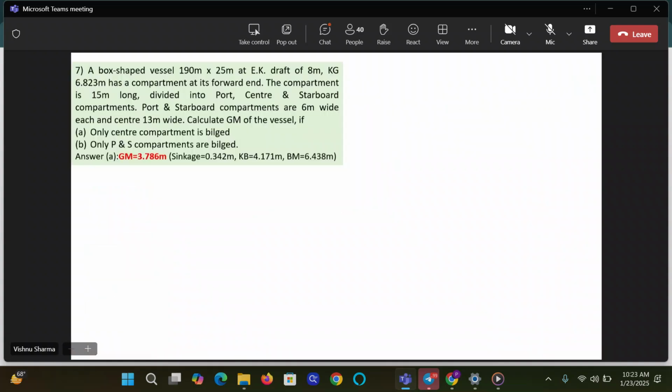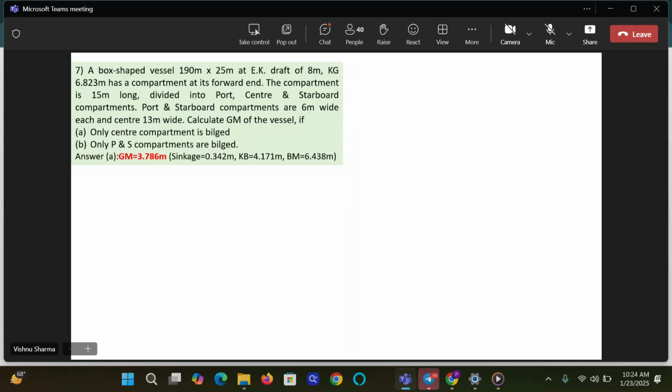Okay, guys. It has two parts. First is part A. A box-shaped vessel, 190 meters by 25 meters, is at an even keel draft of 8 meters. KG 6.823, it has a compartment at its forward end. The compartment is 15 meters long, divided into port, center, and starboard compartments. Port and starboard compartments are 6 meters wide each, and center is 13 meters wide. Calculate the GM of the vessel. Let's only talk of part A right now. In the next slide, we'll talk of part B. Only the center compartment is bilged.